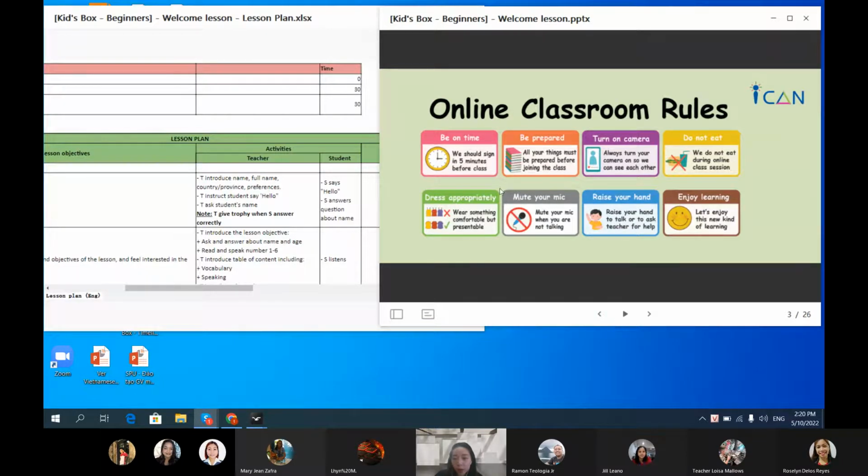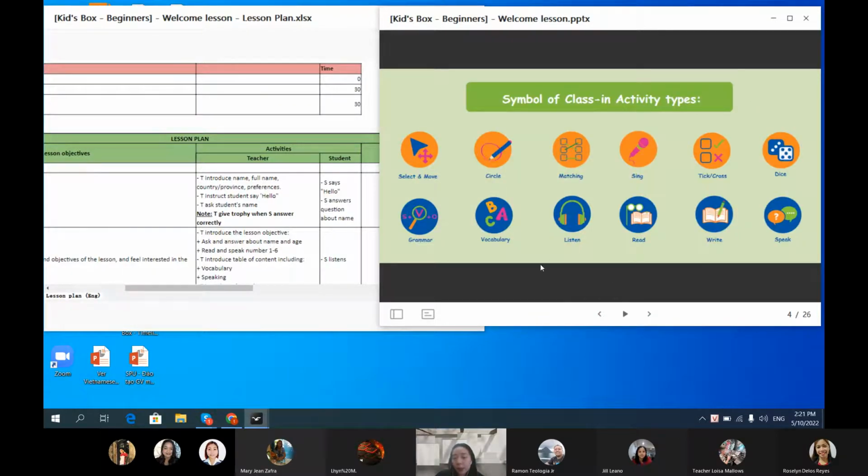We are at the online classroom rules, right? So in the next step, we're gonna guide the student how to use all the tools here because they are new, right? Whenever you come to the welcome lesson, they are new and they don't know how to use all the tools here. So you have to guide them. And then when they go to the speaking test, they will know how to do all of this.